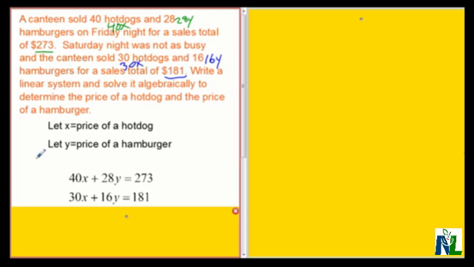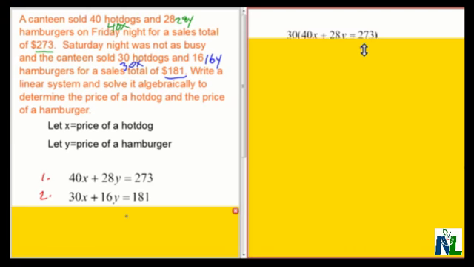So I've got a system of two equations in two variables. 40x plus 28y equals 273. I'll call that equation 1. 30x plus 16y equals 181. I'll call that equation 2. I'm going to solve this particular system using the elimination method.